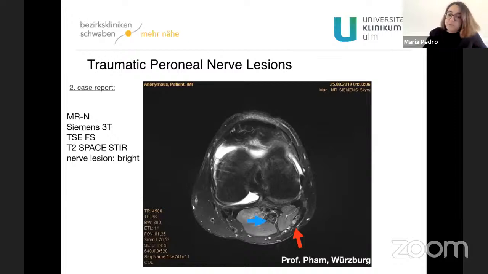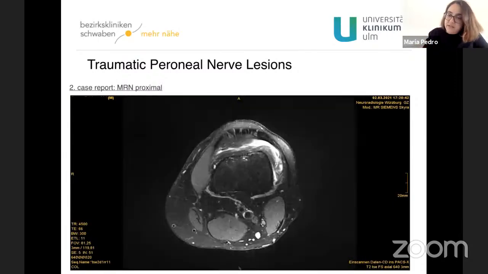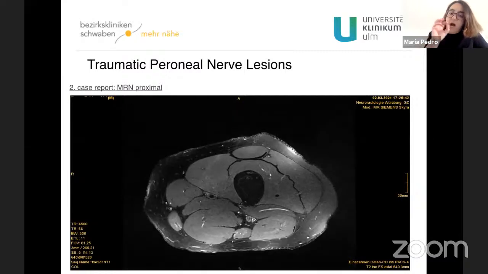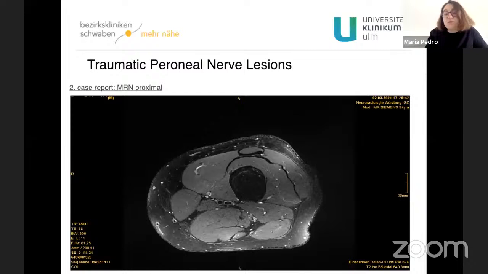And here is an MR neurography. We perform it at the university nearby in Würzburg by Professor Pham. And you see again, blue arrow, the tibial nerve, and on the right side in red, you see a white nerve. And this is what the morphology of neurography shows. So we have a 3 Tesla, a fat saturation, SPACE STIR sequence, and you see a bright, hyperintense lesion of the nerve. And then you would say, okay, this is what I expect, I'm distally, I'm not at the sciatic level. But going more proximally, what you see is actually small white dots on the peroneal nerve. Again, on the left side, you see the tibial nerve, and on the right side, those white little dots.